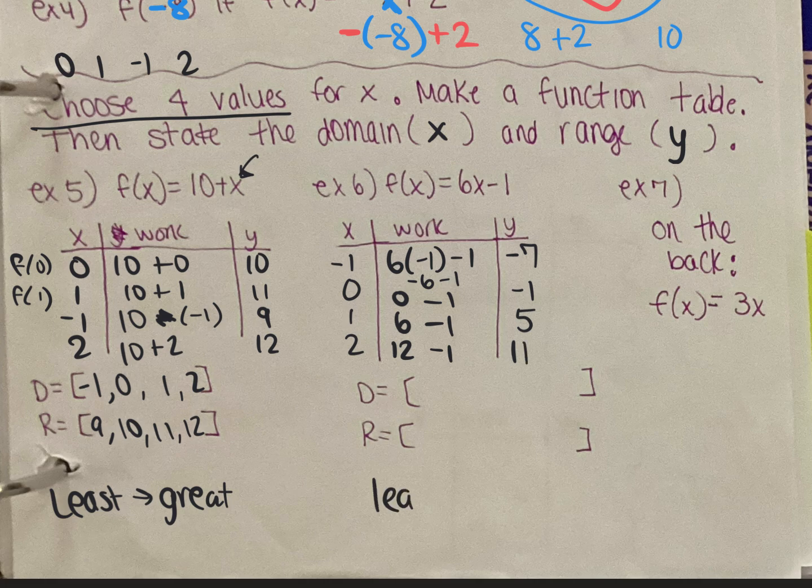We're going to go least to greatest on our domain and range. Least to greatest. And since I wrote them least to greatest, it's much easier. -1, 0, 1, 2. Range, -7, -1, 5, and 11.